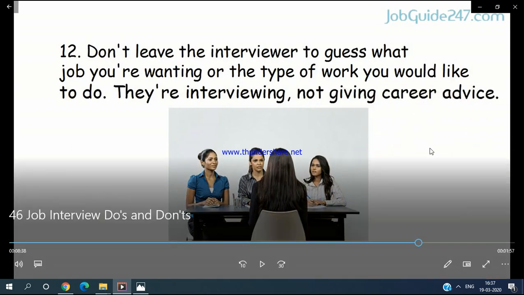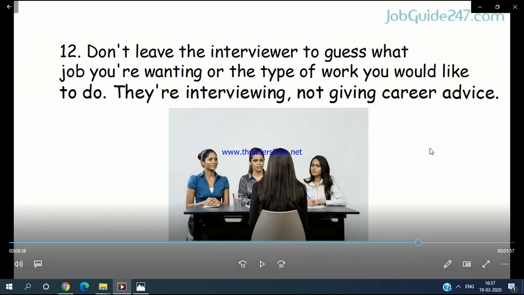Yeah, so you should know in advance what kind of job you want, because in the previous lesson we also talked about this: the interviewer is not a place to just gain experience. Like, "chalo bhai, experience lene ke liye chalta hu, chalo bhai koi advice mil jayegi mujhe wahan pe." It is not like that.